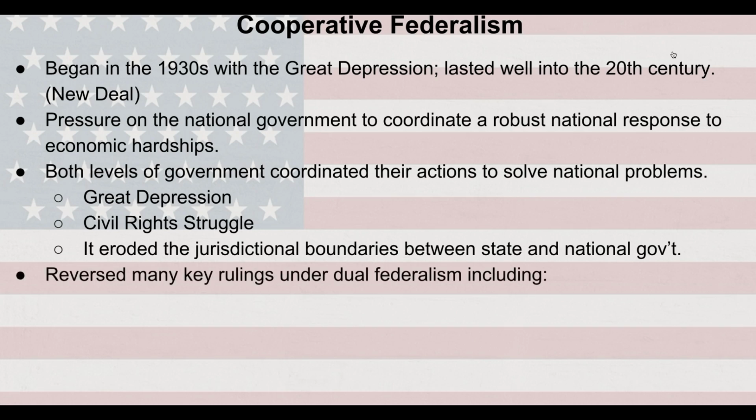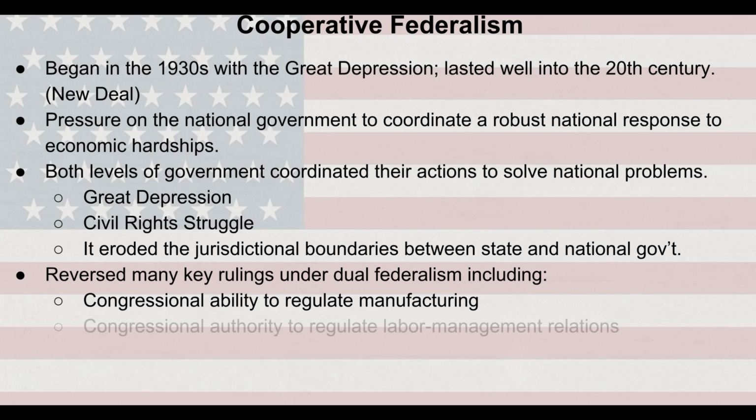And so much of the key rulings under dual federalism are going to be undone and reversed. Among those, congressional ability to regulate manufacturing. Predominantly the government had stayed out of regulating manufacturing. But now, with this high unemployment and things going on and people not being able to afford anything, Congress is going to step in and play a more active role.